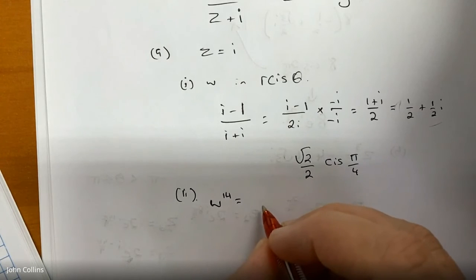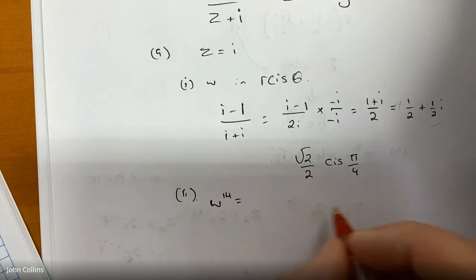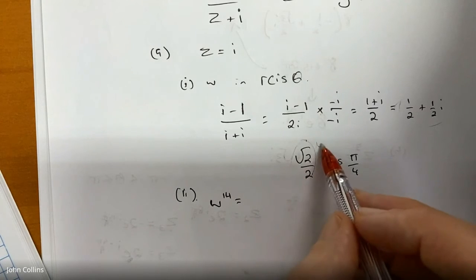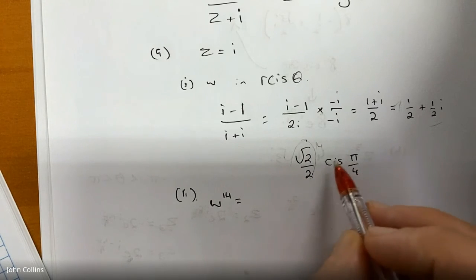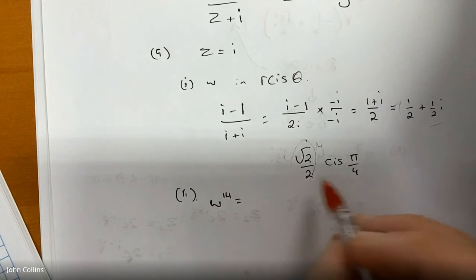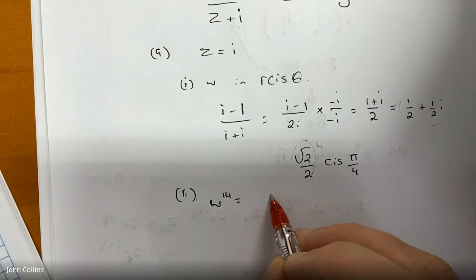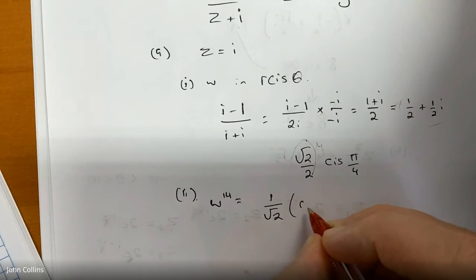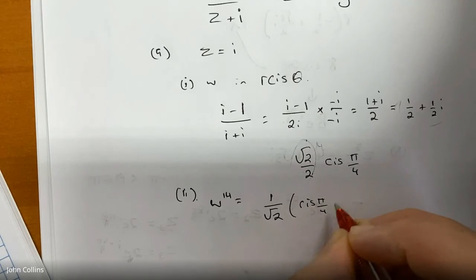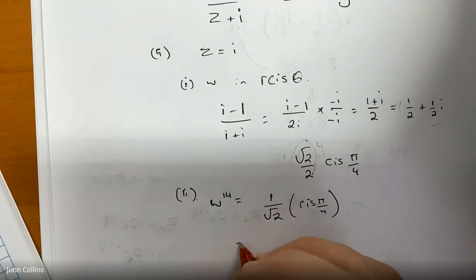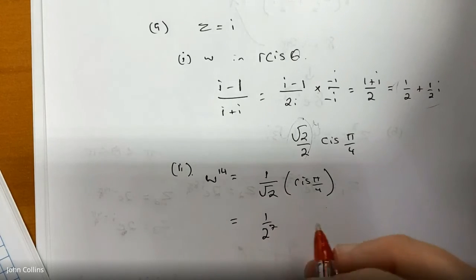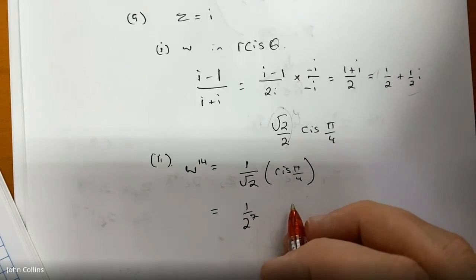Yep. So you end up with this to the power of 14, which I was using as 1 over root 2, because it's easier to do to the power of 14, and this pi over 4. And then when you apply De Moivre's theorem to that, that's going to be 1 over 2 to the 7, which is your 128, as you said.